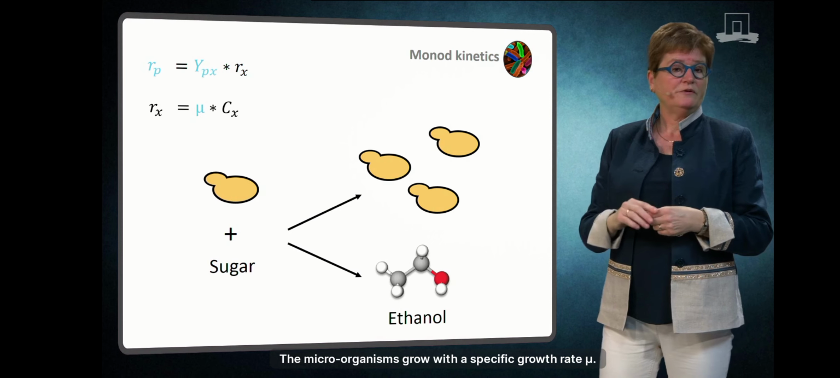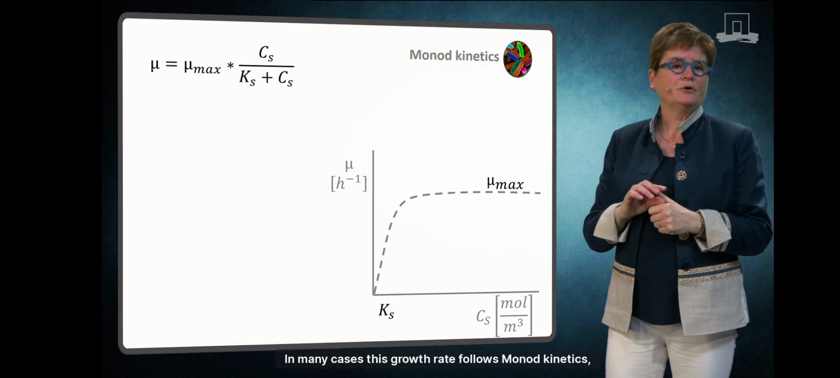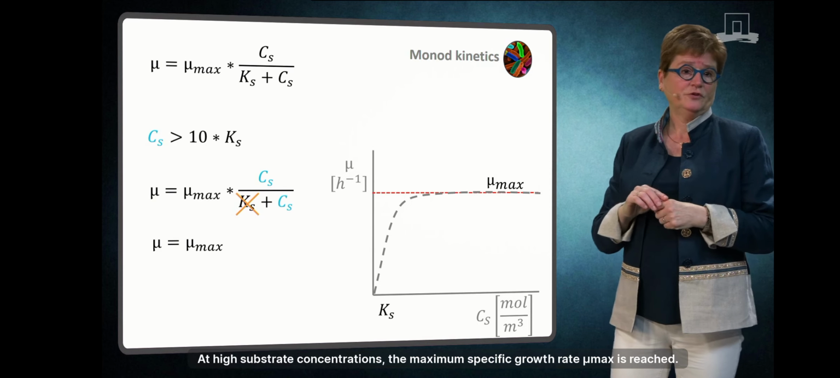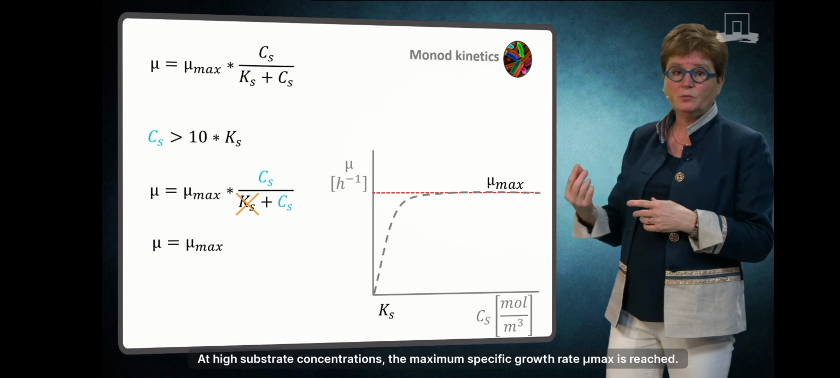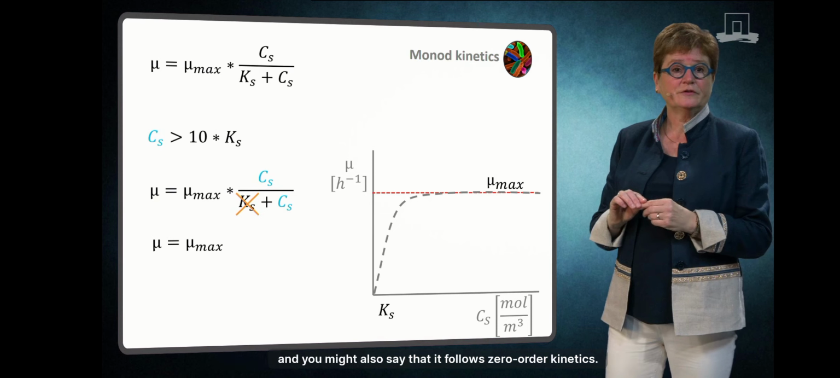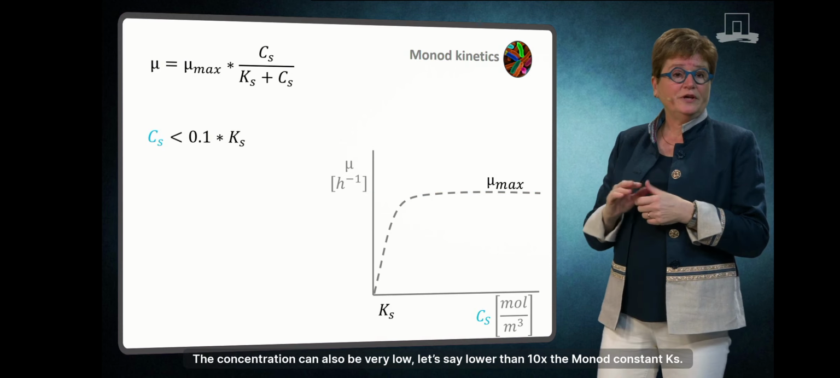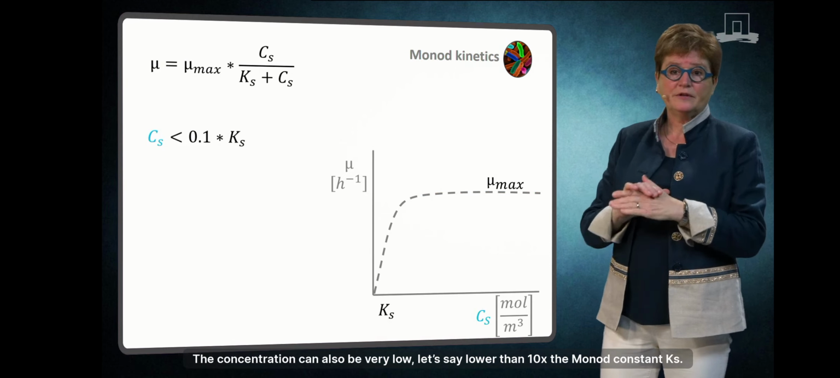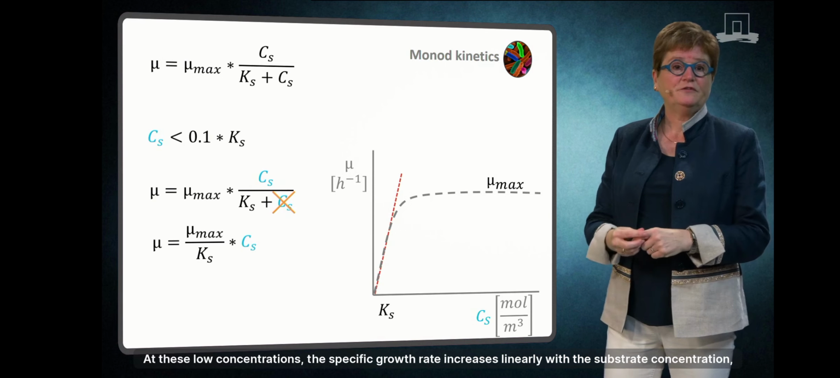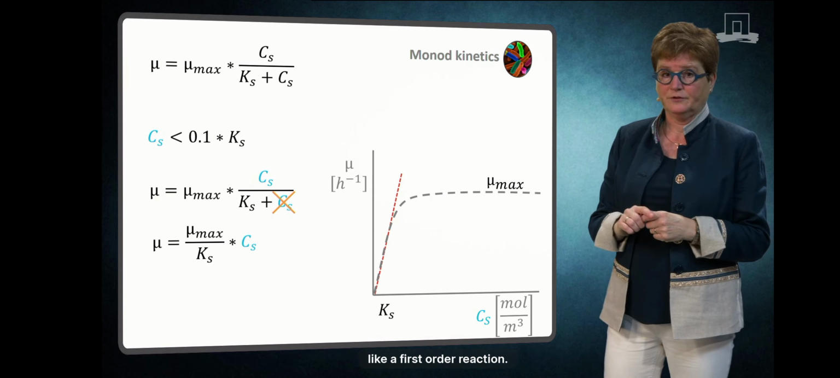The microorganisms grow with a specific growth rate mu. In many cases, this growth rate follows Monod kinetics, quite similar to the Michaelis-Menten kinetics for enzyme reactions. At high substrate concentrations, the maximum specific growth rate μmax is reached. And the specific growth rate at these substrate concentrations is constant, and you might also say that it follows zero-order kinetics. The concentration can also be very low, let's say lower than 10 times the Monod constant Ks. At these low concentrations, the specific growth rate increases linearly with the substrate concentration, like a first-order reaction.